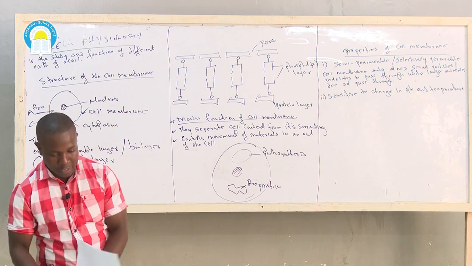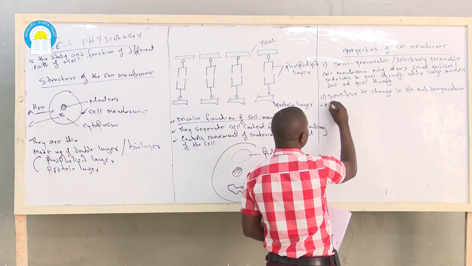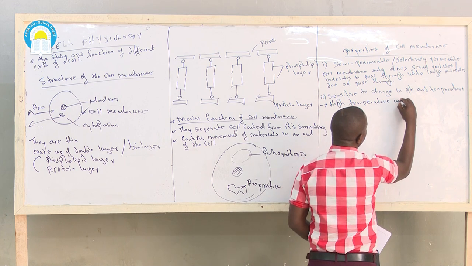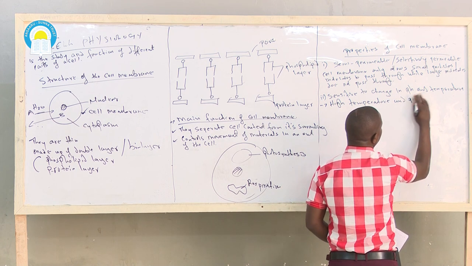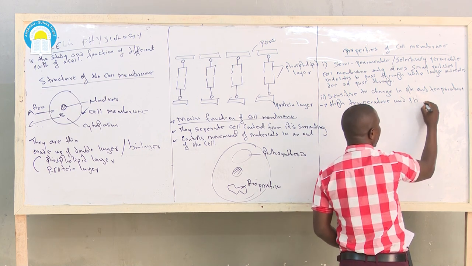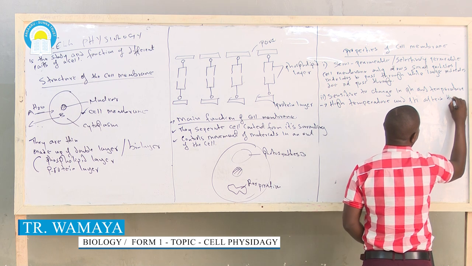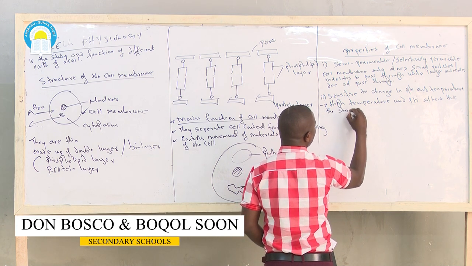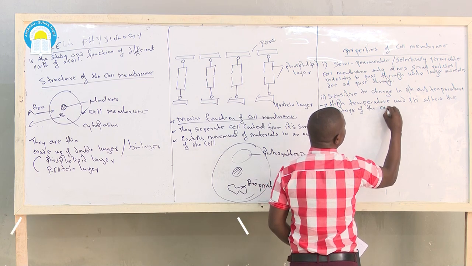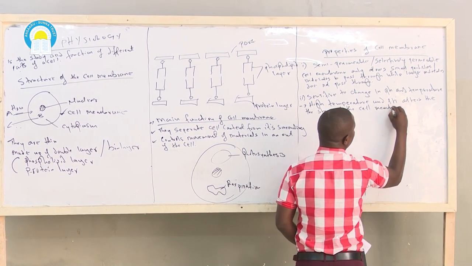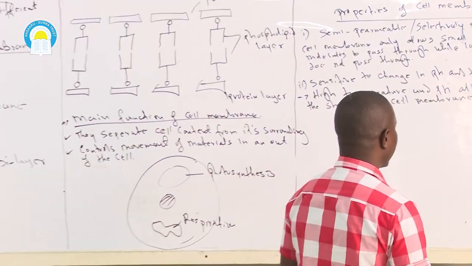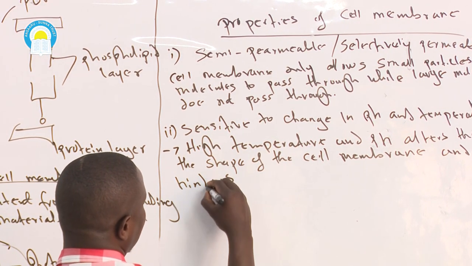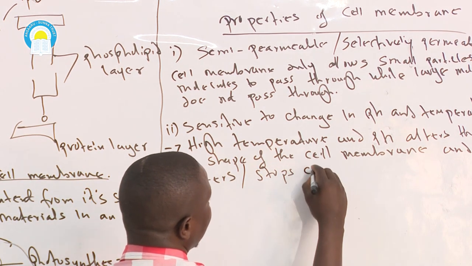So on the notes, you can say high temperature and pH alters the shape of the cell membrane and stops cell functions.